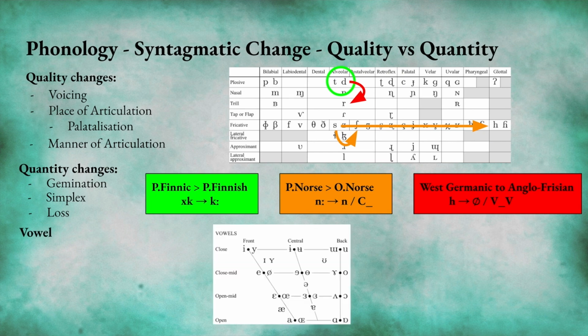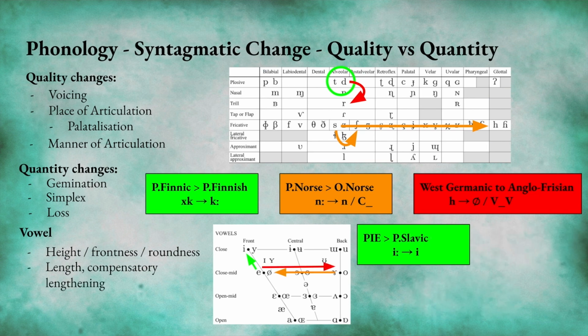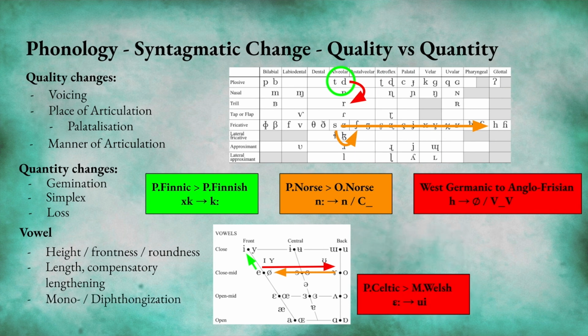Vowels may similarly undergo a change in their quality, such as to their height, frontness, or roundness. Additionally, quantitative changes to vowel length may occur. A long vowel might shorten, or lengthen while assimilating another sound in a process known as compensatory lengthening. A singular vowel, known as a monophthong, might break into two vowels and become a diphthong, or the opposite might occur as the diphthong becomes simpler by undergoing monophthongization.